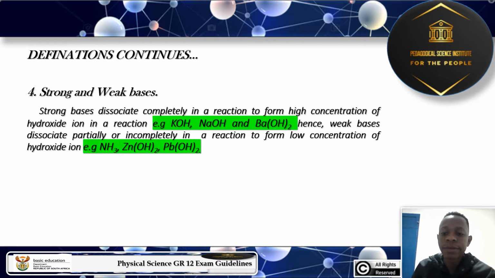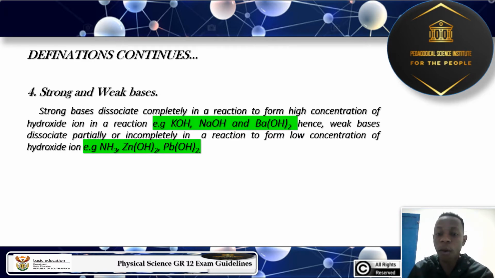Since we have talked about strong acids and weak acids, we also have strong base and weak base. So strong bases, we are saying they dissociate. They don't ionize, they dissociate. Remember, acids ionize completely, but strong bases dissociate. Strong base has the same definition as strong acid, but the difference is that strong bases dissociate completely in a reaction to form high concentration of what? Hydroxide ion, not hydrogen ion.